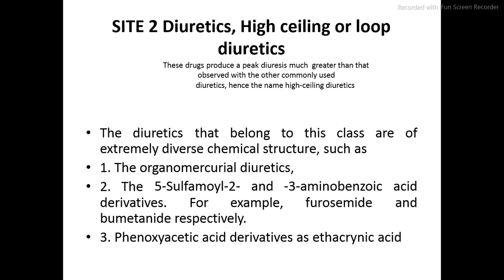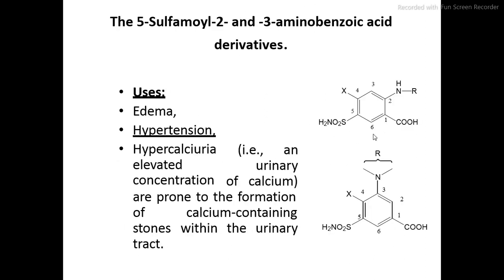Considering the chemical class of 5-sulfamoyl 2- and 3-aminobenzoic acid derivatives, some of the uses given are edema and hypertension, and the treatment of hypercalciuria, an elevated urinary concentration of calcium, where patients are prone to the formation of calcium-containing stones within the urinary tract. 5-sulfamoyl 2 means on the second position there is an amino group, so we consider either a 2-aminobenzoic acid or a 3-aminobenzoic acid.